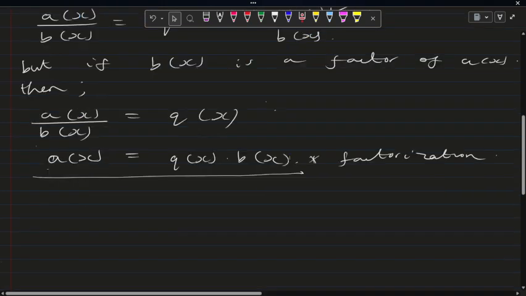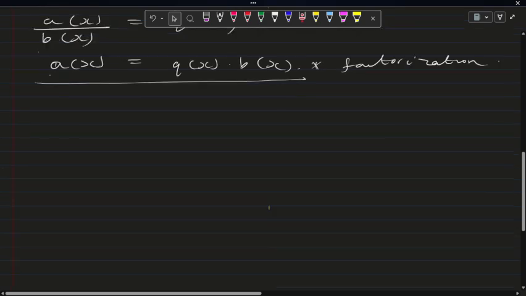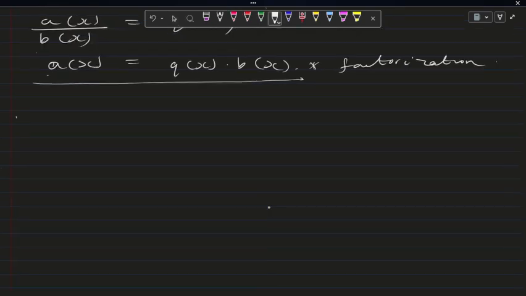So let's do an example to illustrate what I'm talking about. Example number 1, let's say we want to factorize this situation.